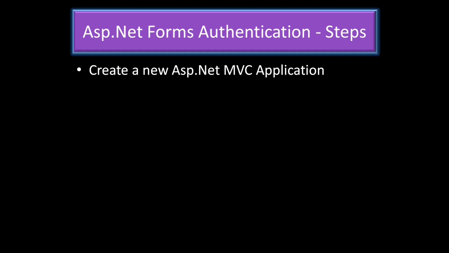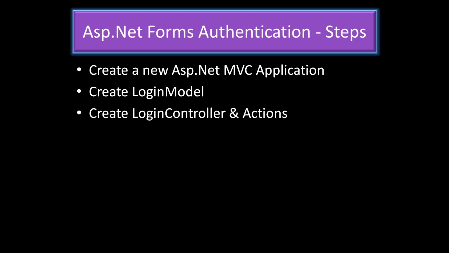In the first step, we will create a new ASP.NET MVC application and discuss how the application features are accessible without security. Next, we'll create a login model. Here, login model represents user login credentials such as username and password. Next, we'll create login controller and the actions required to perform login and logout actions. Next, we'll create login view. So this view will be presented to user whenever he has to provide his login credentials.